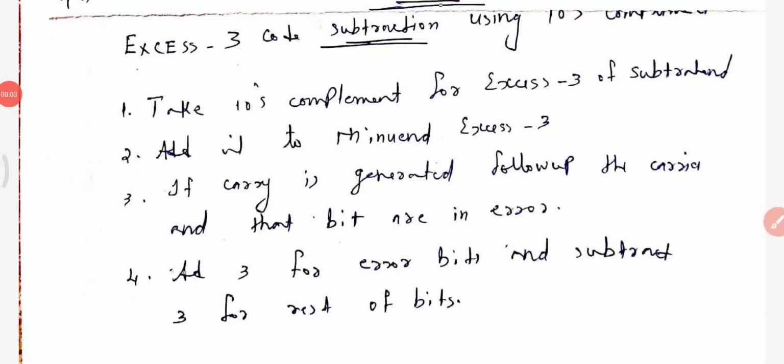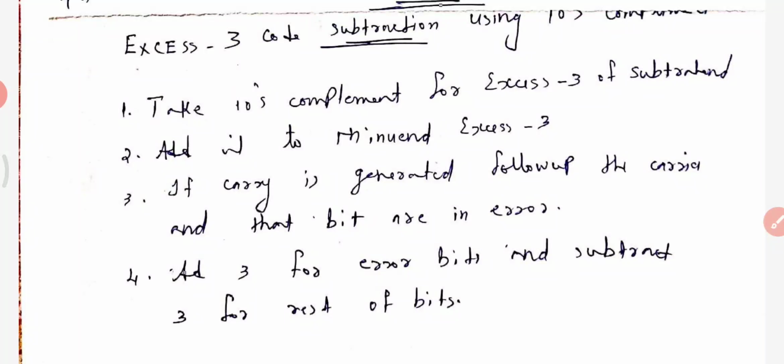Dear students, our next topic is XS3 code subtraction using tens complement. In this method, you have to understand the 4 steps. First of all, take the XS3 code of the subtrahend, then take the tens complement of it, then add it to the XS3 code of the minuend.